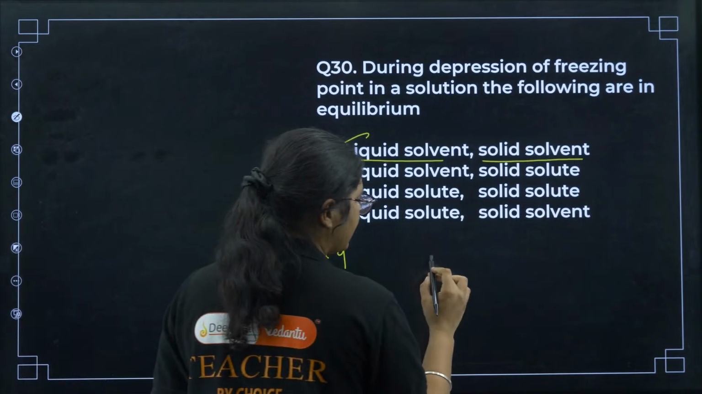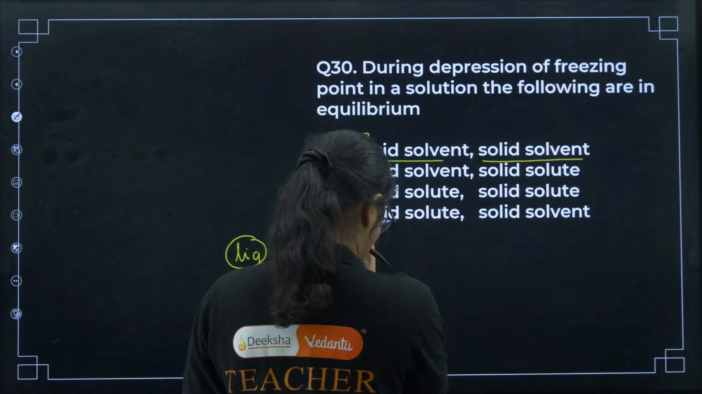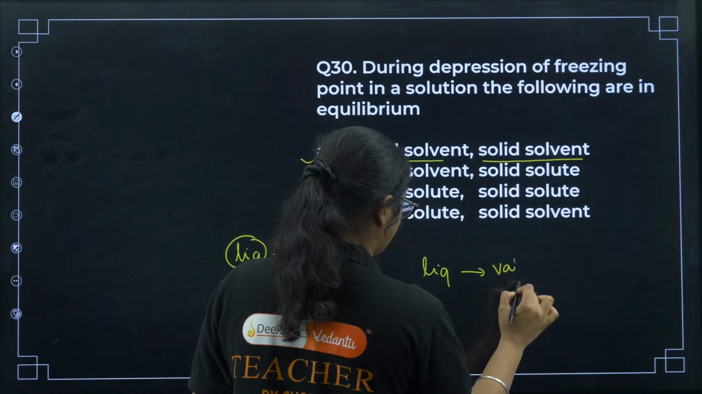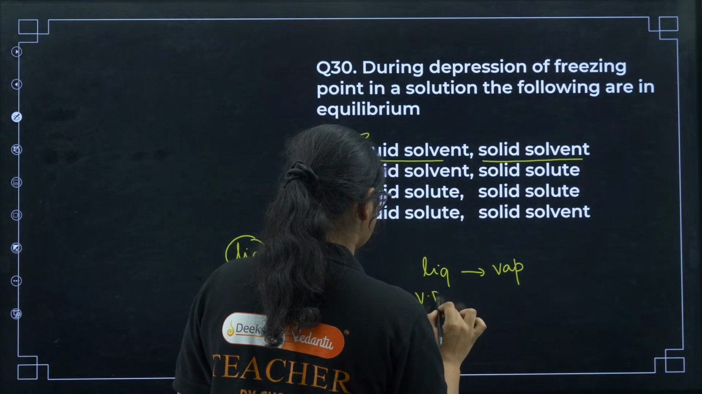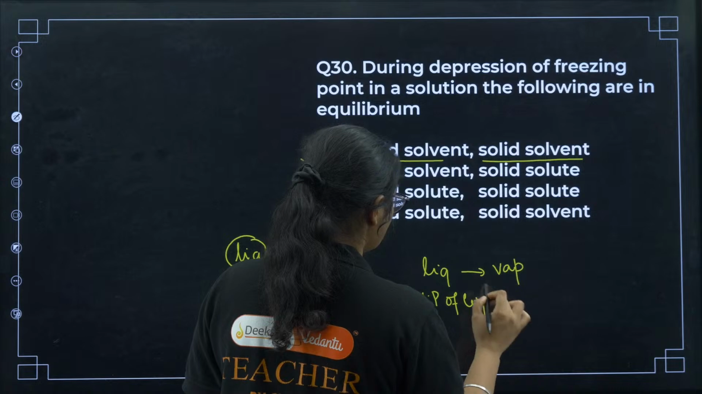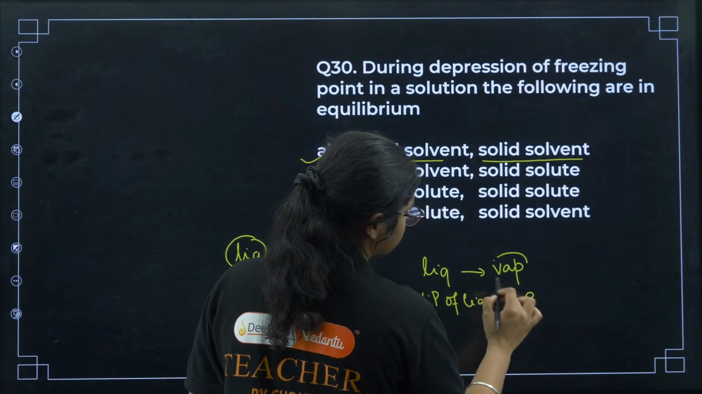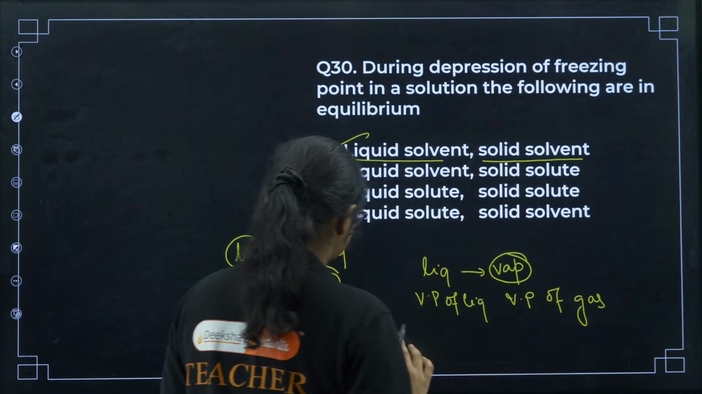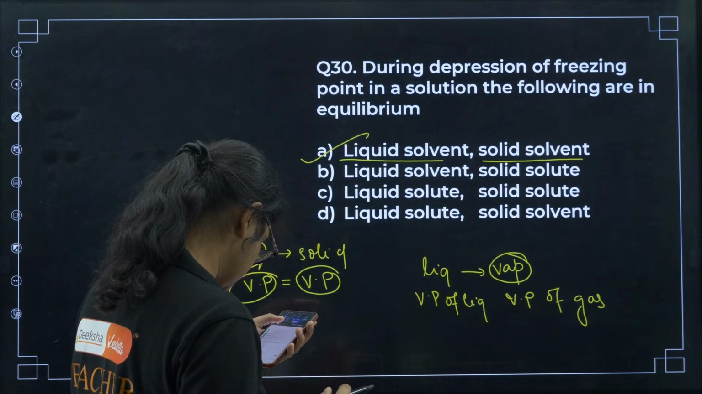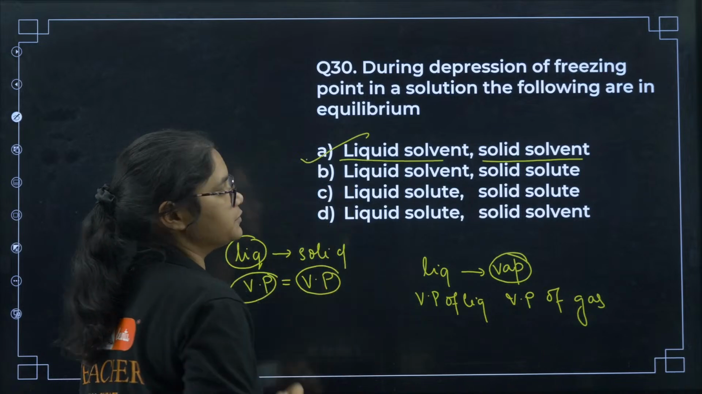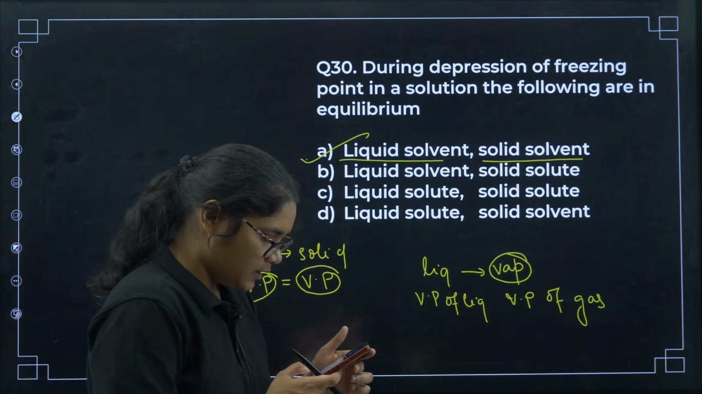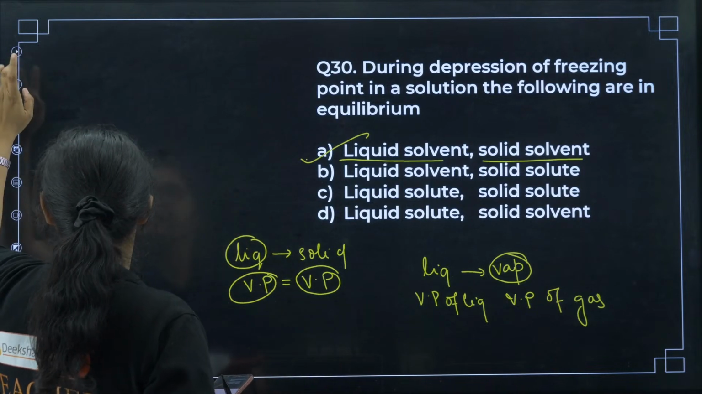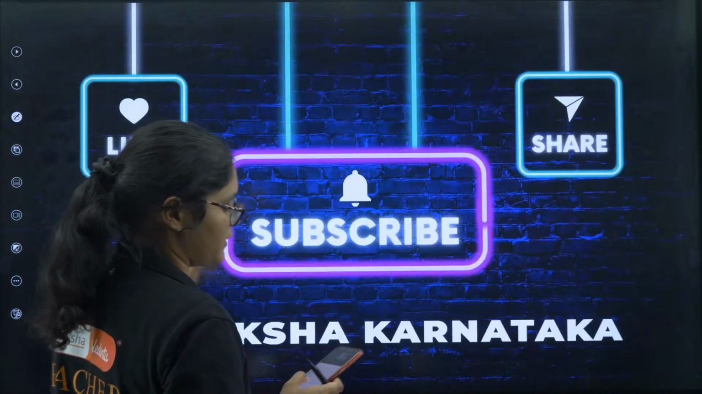When boiling takes place, at that time we have liquid to gas, or I can say vapor, right? So the vapor pressure of the liquid should be equal to the vapor pressure of the gas. Similarly this should be equal, so that is why the correct answer has to be option number A. So that's all students, and I hope that you have understood this one.